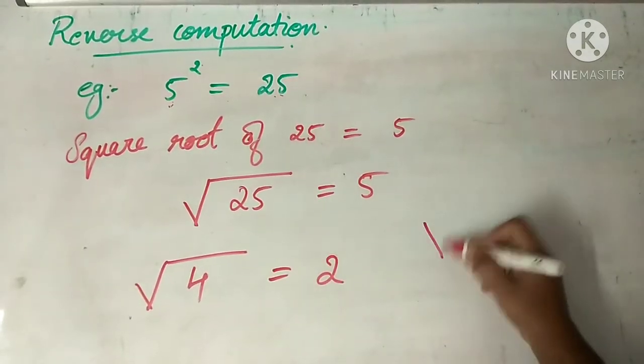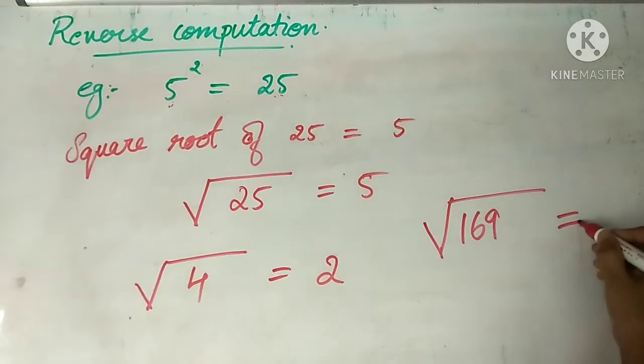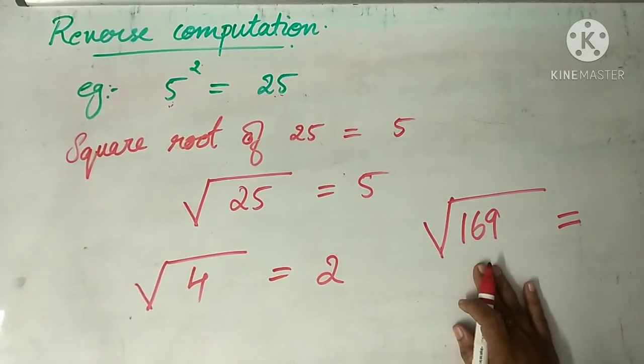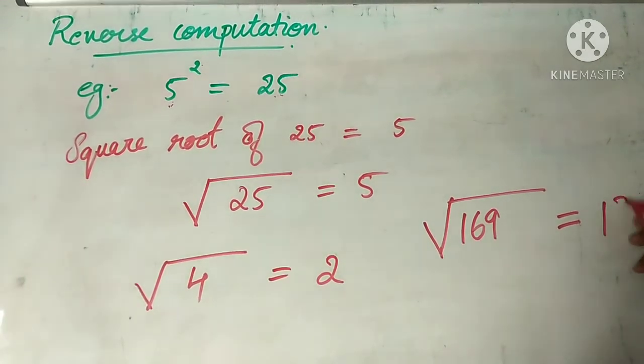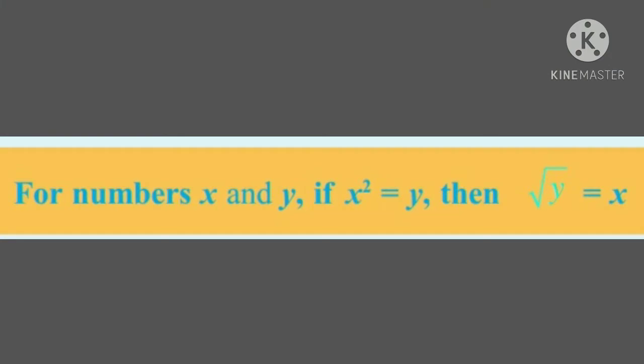Another example, square root of 169. What is the square root of 169? 13, because 13 into 13 is 169. In algebraic expression, we can say it as: for numbers x and y, if x square is equal to y, then square root of y is equal to x.